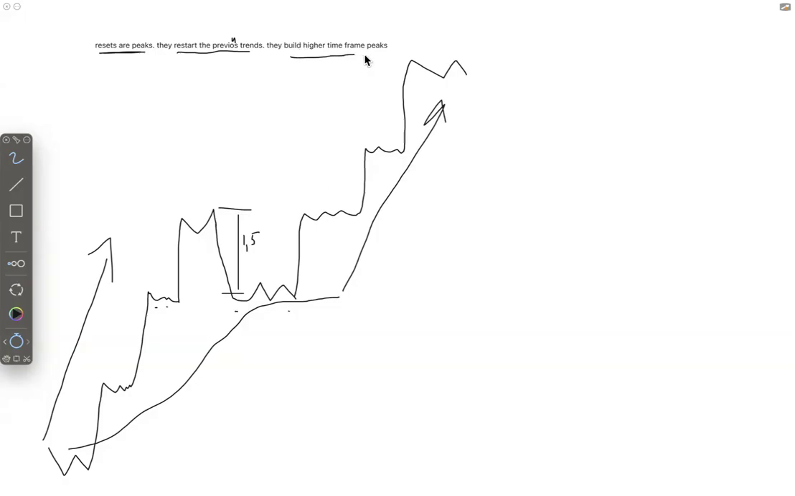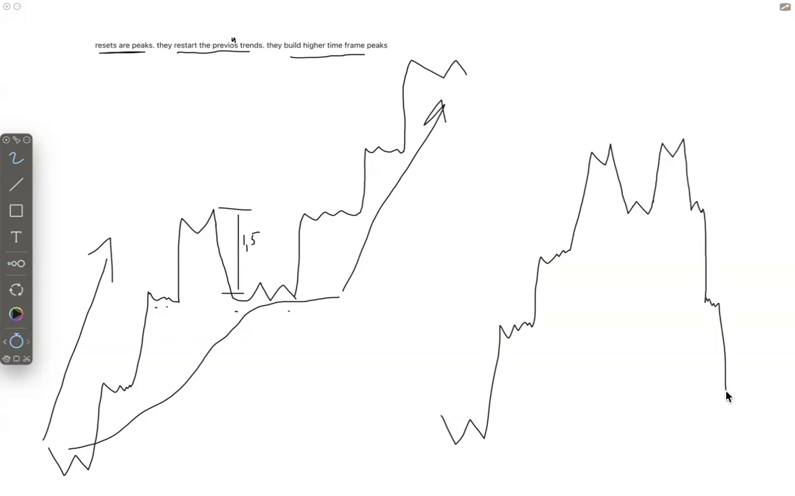They also build higher time frame peaks. What do we mean by that? We mean the market has been moving until it got to a peak, and then it comes down, it forms a reset, and then after that it goes back up, it forms a new peak, and then it continues going down.